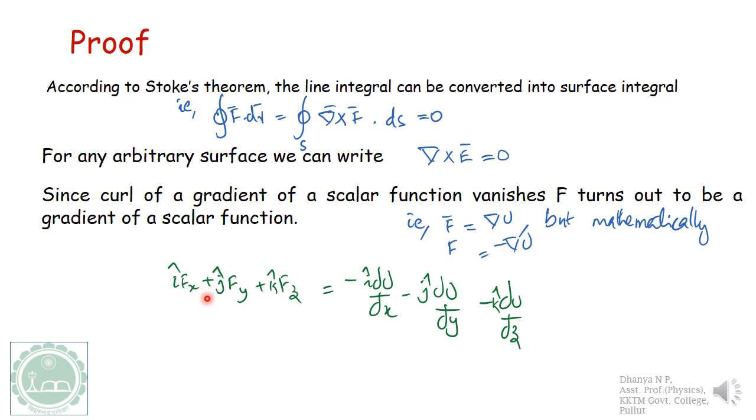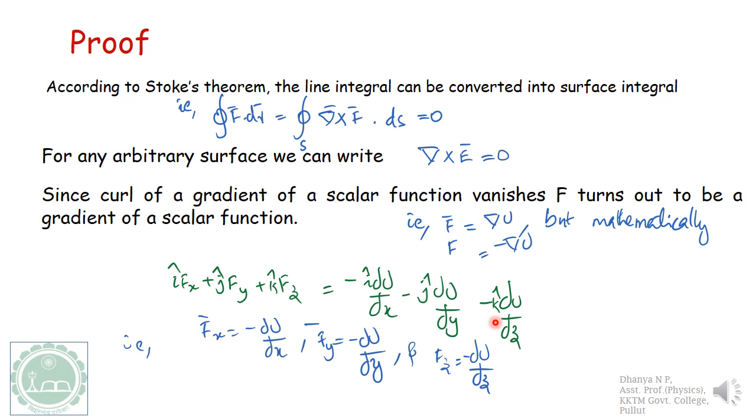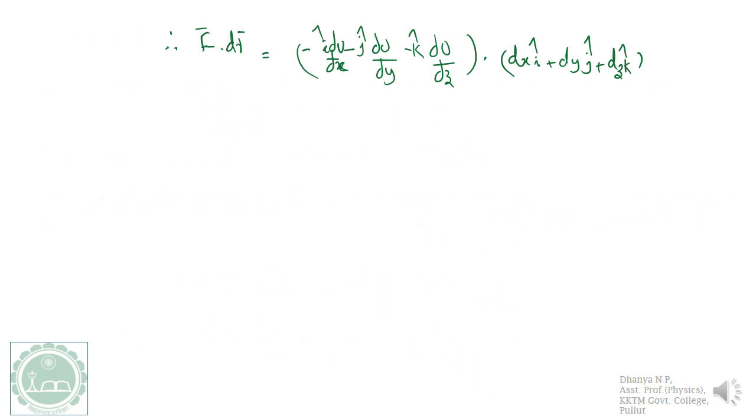Therefore i Fx plus j Fy plus k Fz is equal to minus i ∂u/∂x minus j ∂u/∂y minus k ∂u/∂z. Comparing the coefficients of i, j, k, we can have Fx equal to minus ∂u/∂x, Fy is equal to minus ∂u/∂y, and Fz is equal to minus ∂u/∂z. Thus we can derive that F is the negative gradient of potential.